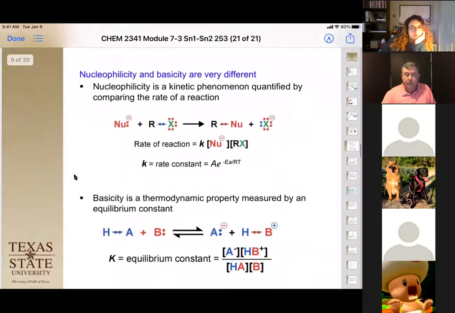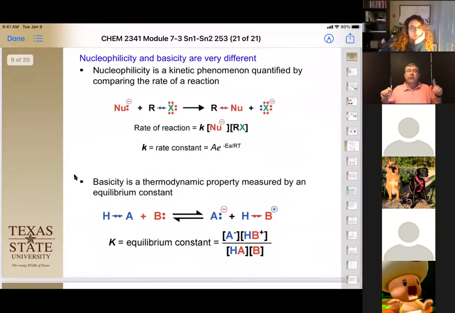Okay, let's see. I kept saying that nucleophilicity is different than basicity. The reason is that nucleophilicity is a kinetic phenomenon quantified by how fast the reaction goes. That's how we measure it. We say, this much in here, it goes that fast, add some more, it goes this fast, right? So it's a kinetic phenomenon. We're looking at the products formed at what rate.